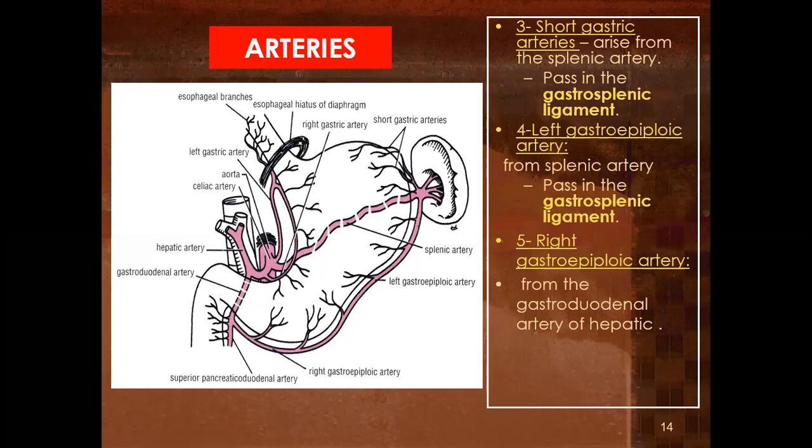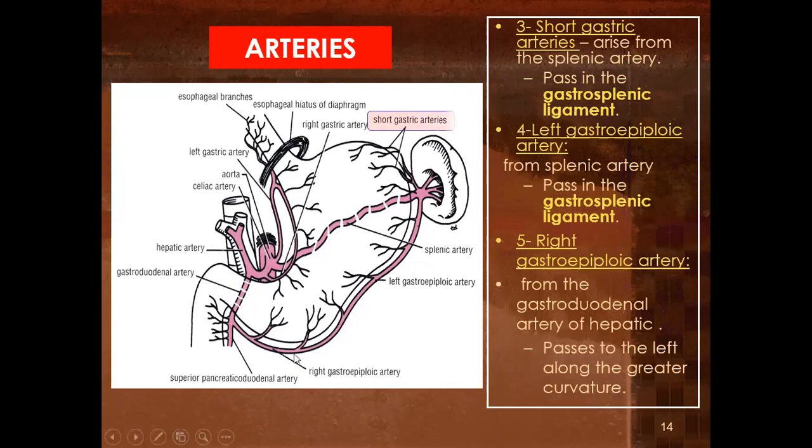So the stomach is a highly vascular organ because it has to digest the food particles. So it needs a lot of blood for the digestion to take place. So as I said, this gastroepiploic artery also passes along the greater curvature in the lower part.